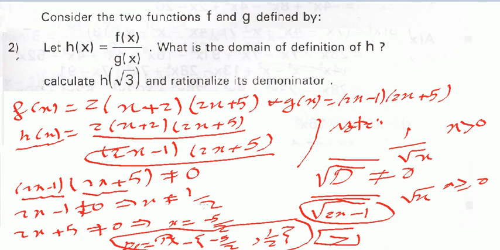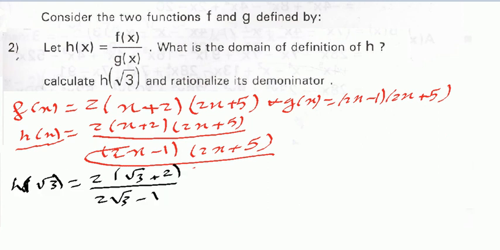Let's solve now. Let's calculate h of radical 3. So what does it mean, h of radical 3? It means whatever instead of x here, just replace radical 3. And remember, I'm working now in the domain of definition, so I can cancel 2x plus 5 with 2x plus 5. I will end up with 2x plus 2 divided by 2x minus 1.